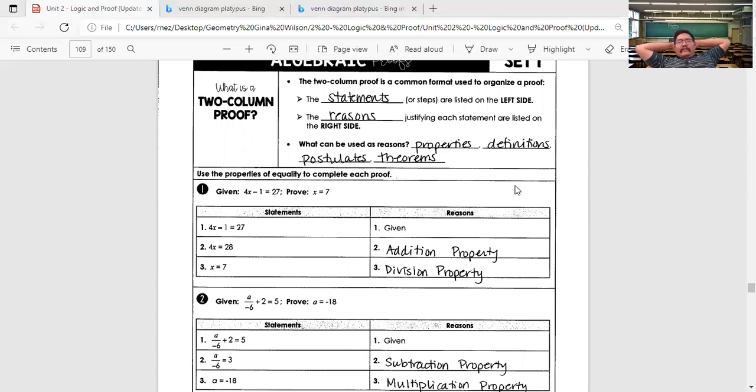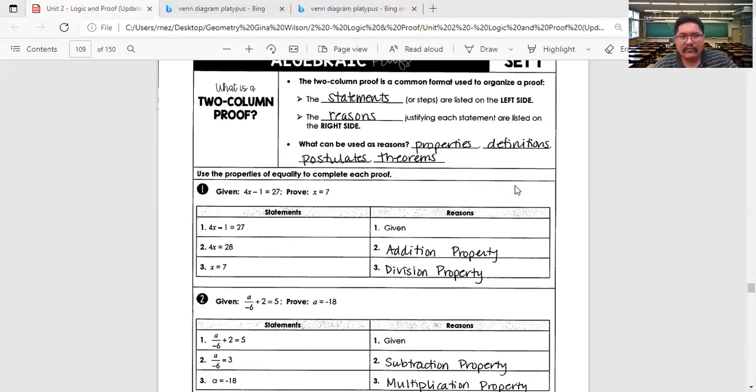All right, so hopefully you at least copied that first box, the one that says, what is a two-column proof? Columns are the things that go up and down, right? If you're in a building, they might have big thick poles that hold up the ceiling, or maybe a small roof. That would be a column, right? So columns go up and down, and rows go side to side, which we're not talking about today.